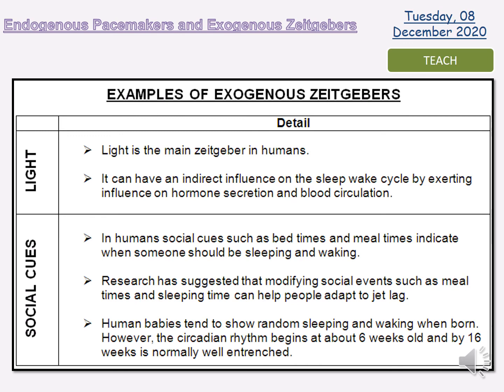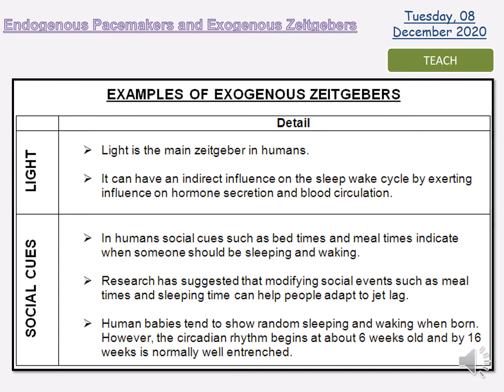So, if we have a look at the examples of exogenous Zeitgebers, light is the main Zeitgeber in humans. Okay, so it's the main time giver. Now, if we consider it, it can have an indirect influence on the sleep-wake cycle by exerting influence on hormone secretion and blood circulation. And we'll have a look at studies related to light and the effect on the sleep-wake cycle shortly. The other things are social cues.